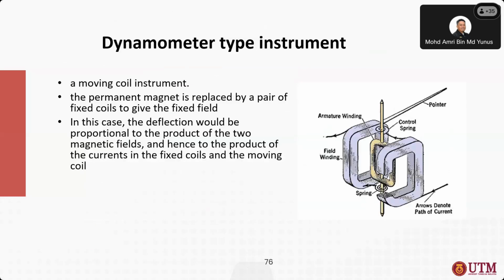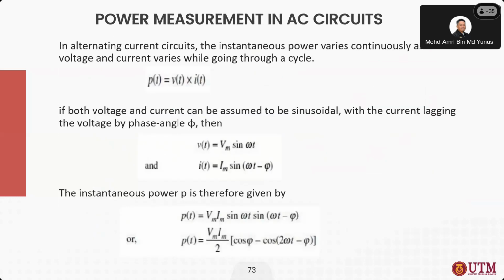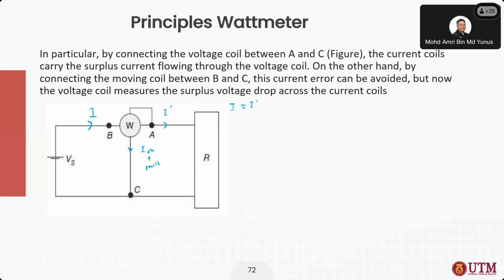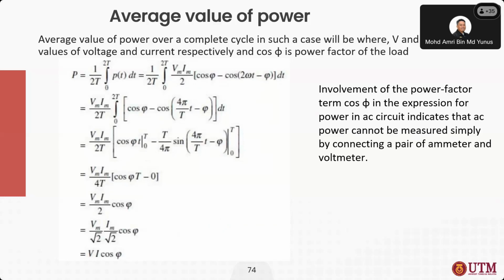What I'm trying to say is that the wattmeter can be used instead of the DC, and also works in the measurement of AC. So the power we focus on here is in the AC circuit.